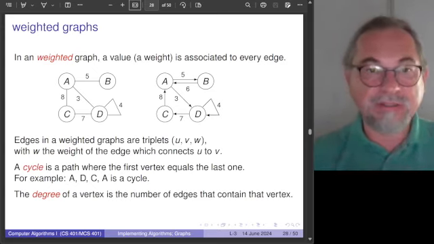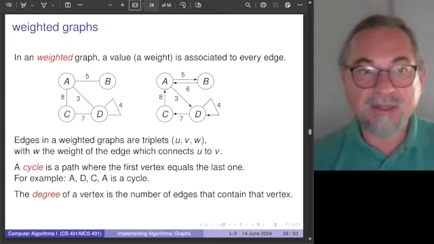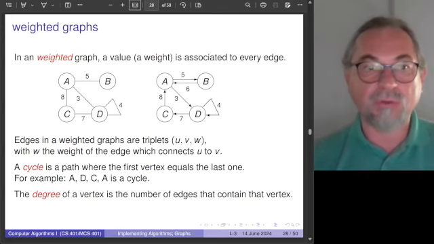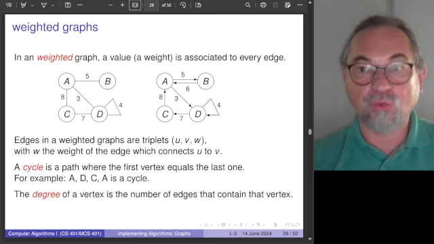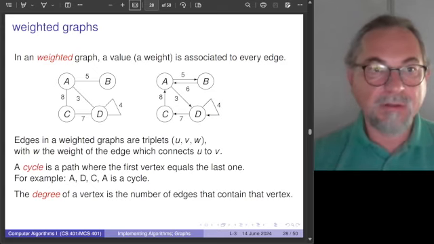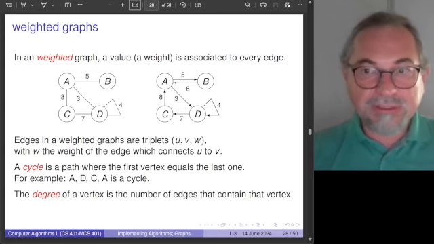So in this example, in the undirected graph, B is connected only to A. So the degree of that vertex is only 1. A is connected to 3 vertices, so it has a higher degree. Okay, so that is the basic terminology.